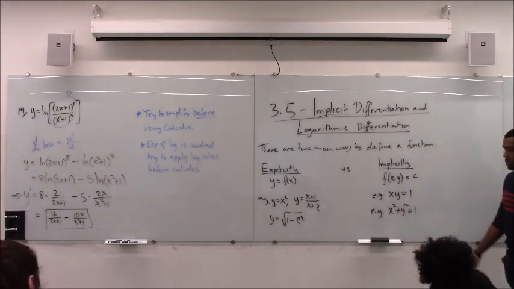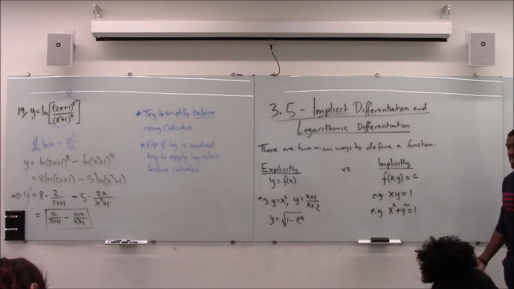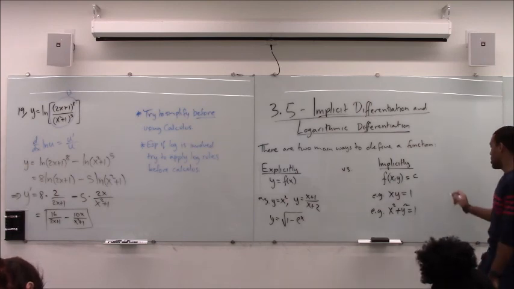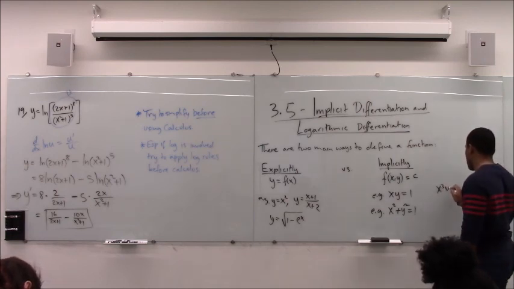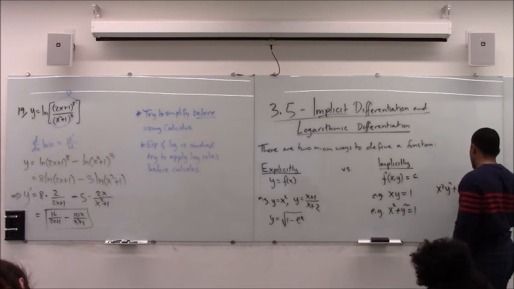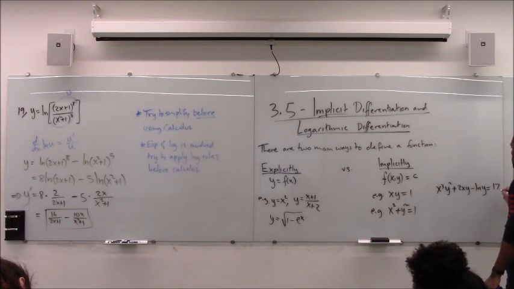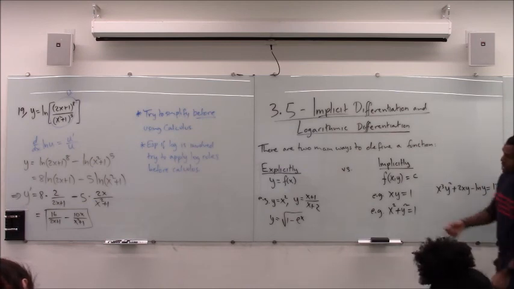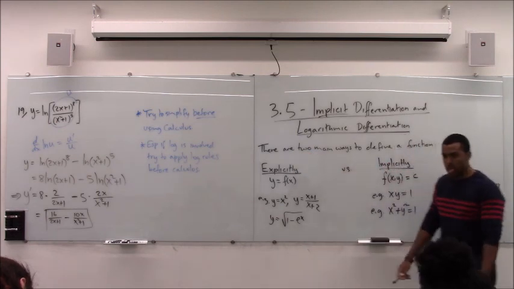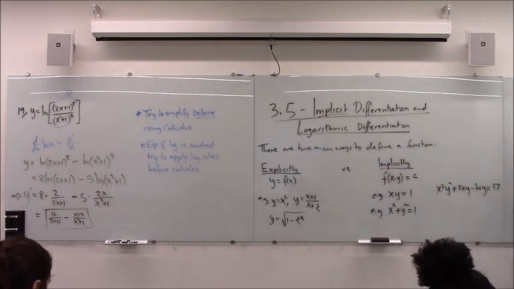Or the equation of a circle is an implicitly defined function, right? X squared plus y squared equals 1, right? Your y isn't isolated, it's not out in the open. Or something a little more complicated, x cubed y squared plus 2xy minus ln of y equals 17. This is an implicitly defined function. You don't have your y isolated on one side with only x's on the other side. Your x's and y's are kind of mixed up together.